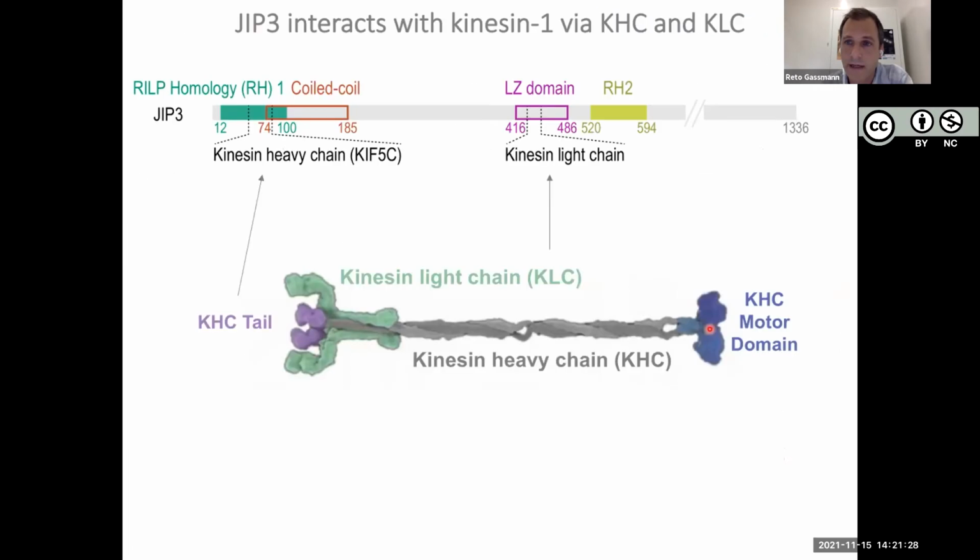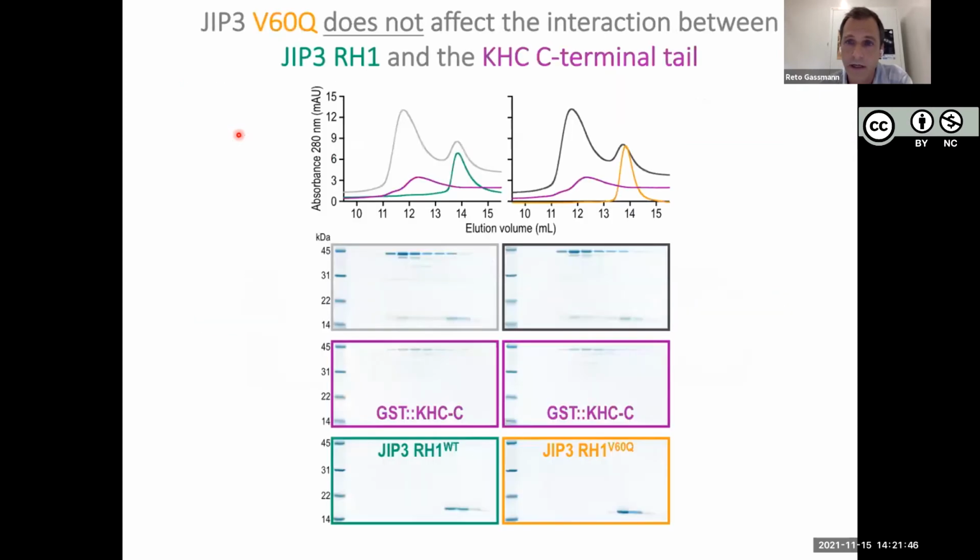So we have now a point mutation in the JIP3 RH1 domain that prevents the binding of dynein light intermediate chain. Now I'm coming back to this slide because the RH1 domain is of course also the interaction site for kinesin heavy chain. And so we next asked whether our point mutation also affects the interaction between JIP3 and kinesin heavy chain. And we address this by gel filtration experiments that you can see here. We combined the JIP3 RH1 domain with the C-terminal tail of kinesin heavy chain. And when we do that, we see a shift in the elution profile. So essentially the RH1 domain now partially coelutes with the kinesin heavy chain fragment. You can see this also in the gel profile.